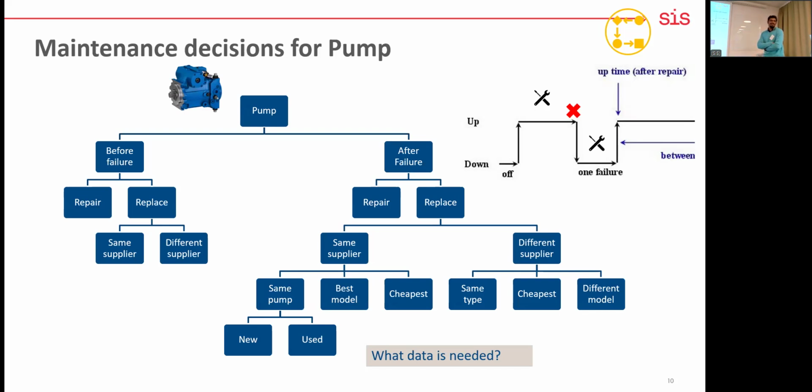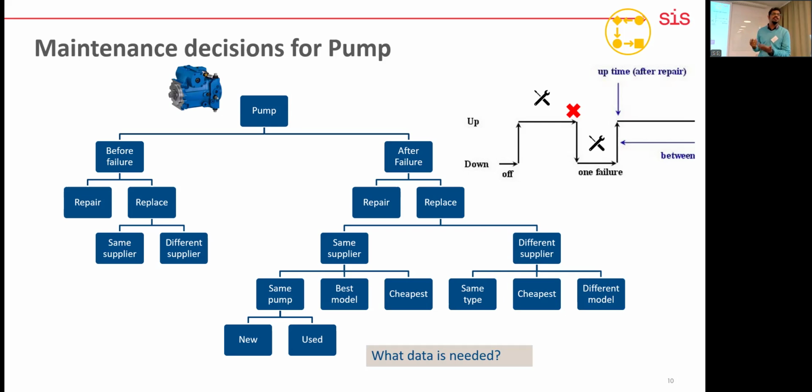Pump after the failure. Again, two types of decision. Shall we repair or replace? If replace, same supplier or different supplier? Same model or the best model? There are a lot of decisions to take based on the cost. And the overall goal is to reduce this downtime.